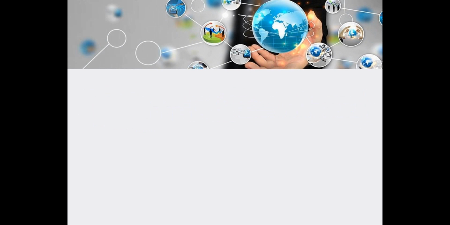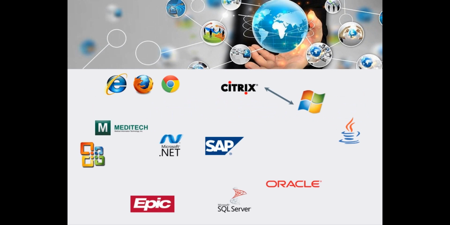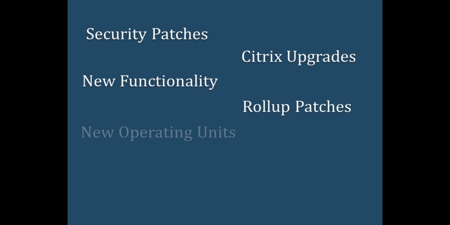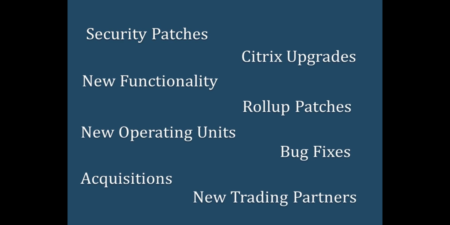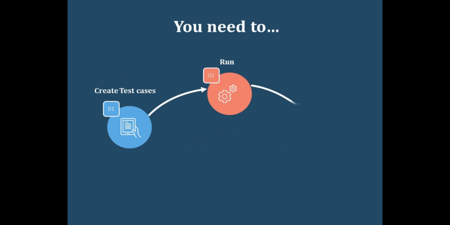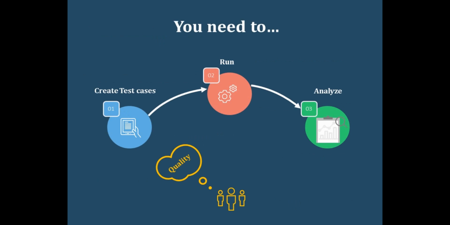Today, business applications are becoming more interconnected. Your business processes touch as many different software applications, from browsers to interfaces with third-party applications. Any change in one application requires you to test other applications. To make sure your processes are working correctly, you need to create test cases, run and analyze them, and then run and analyze again. But can you get all that done with the best quality in the expected time?